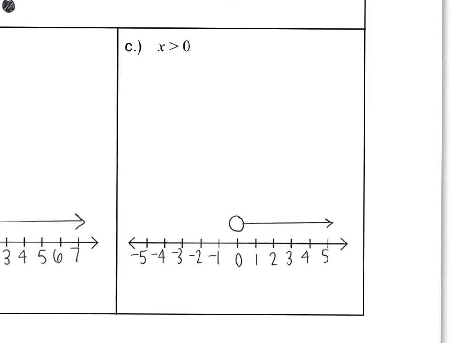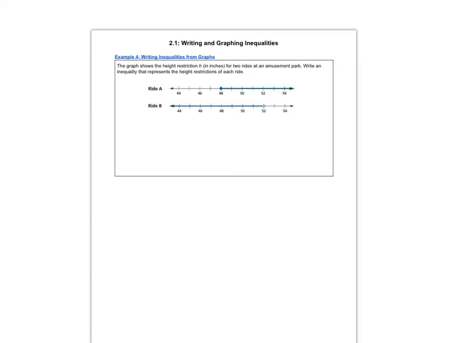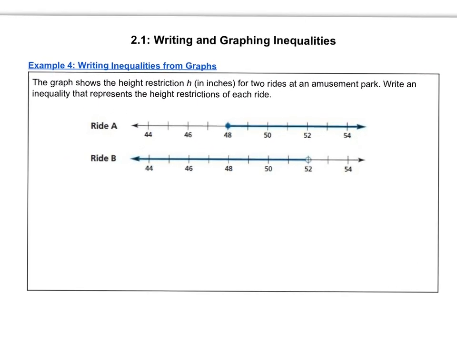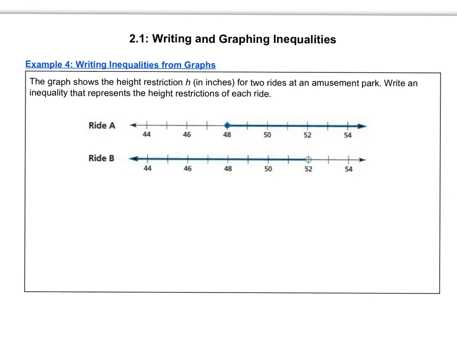So in the last example on the next page, we're going to actually write an inequality from a graph. So here we have a graph. In example 4, it says the graph shows the height restrictions h in inches for 2 rides at an amusement park. Write an inequality that represents the height restrictions of each ride. So I'm going to write 2 inequalities. I'm going to write an inequality for ride A, and I'm going to write an inequality for ride B. If I'm going to write an inequality, I'm going to need a variable here. It looks like my variable will be h, representing the height restrictions.